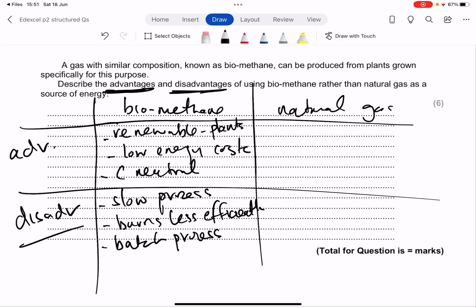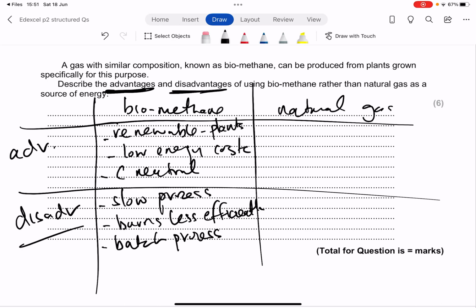Also, there is an ethical factor here: the land that's grown for crops for food is now used to make biomethane. That could increase the cost of food or result in shortages.